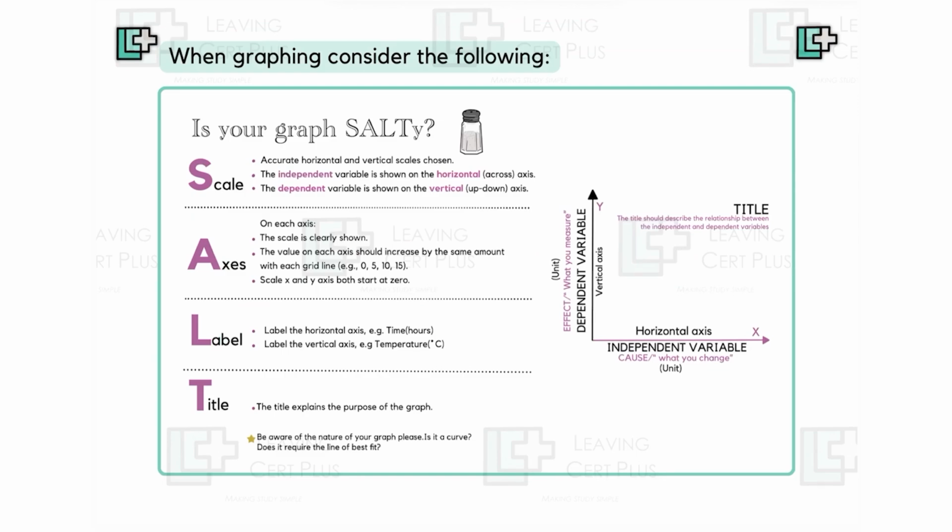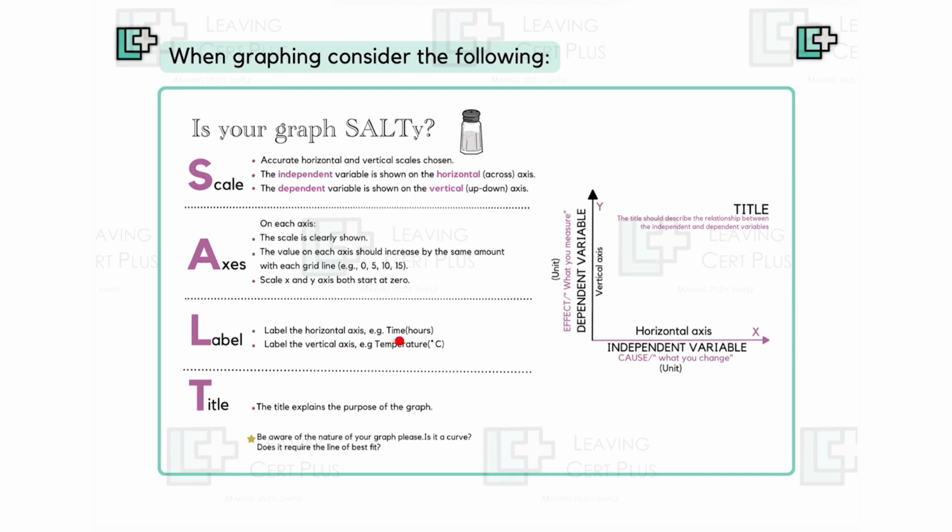So you need to consider things like, is your graph scaled? Does it have axes? Does it have labels? And does it have titles? So the scale, the accurate horizontal and vertical scale shown, it should have the independent variable on the horizontal. It should have the dependent variable on the vertical. In terms of the axes, the scale should be clearly shown. The values should increase by the same amount each time, and they should both start at 0.